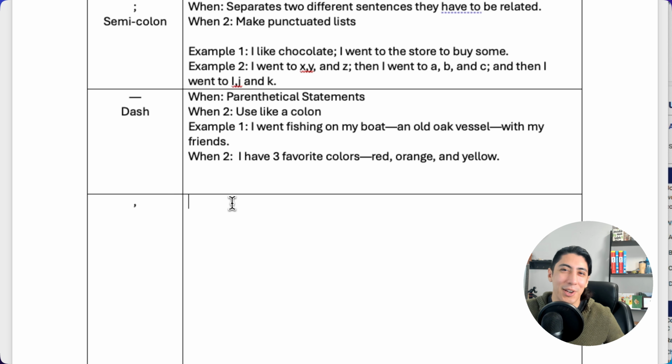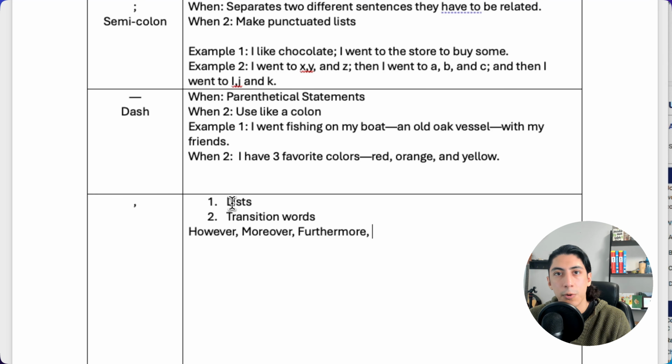Okay, so now the comma. This is the big one. There's 6 different uses of the comma that the SAT will put on their test. Let's just get the most obvious one out of the way. We use them for lists. The second way we use them is often for transition words. This is just words like however, moreover, furthermore. You've seen plenty of these. You usually start a sentence with them.